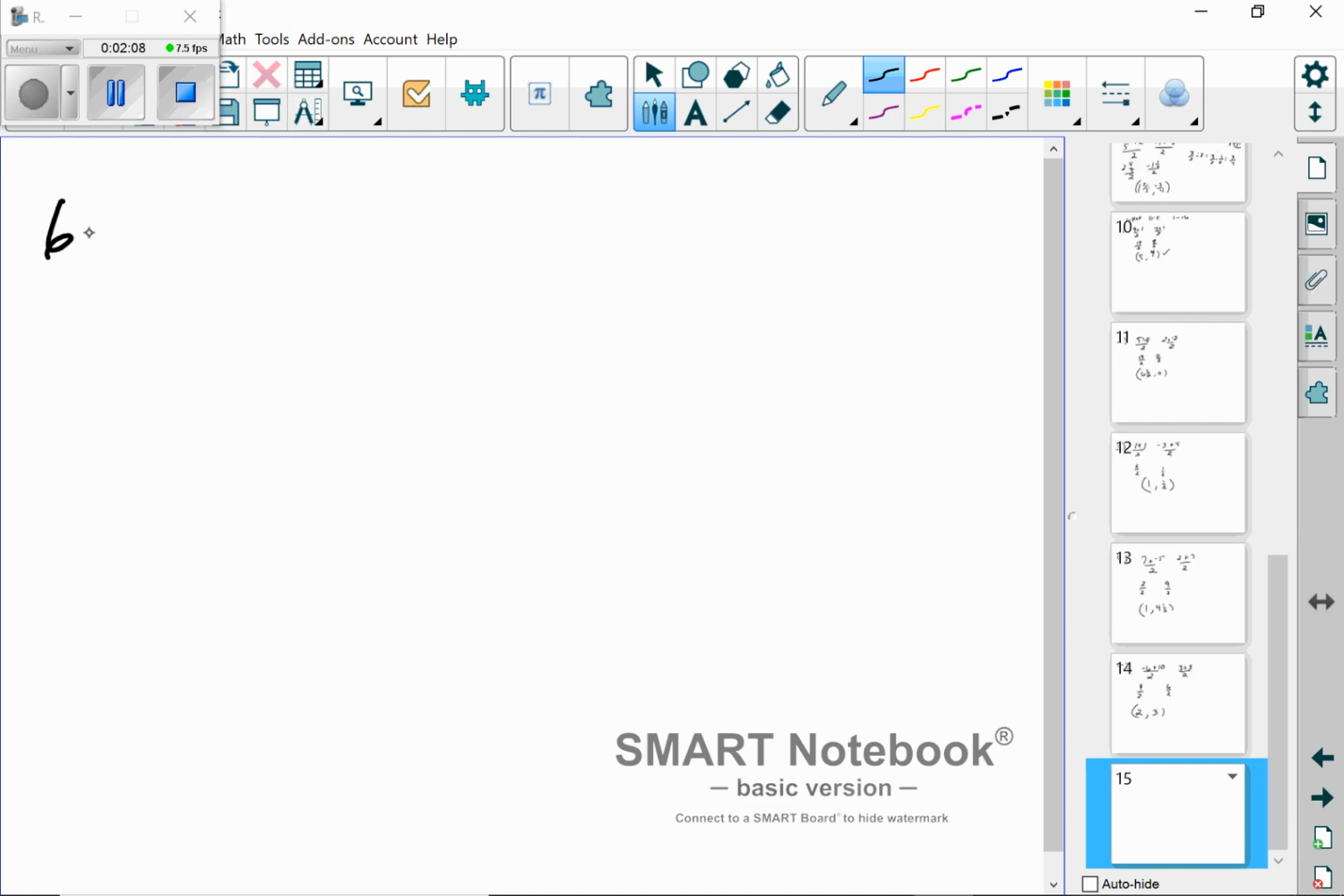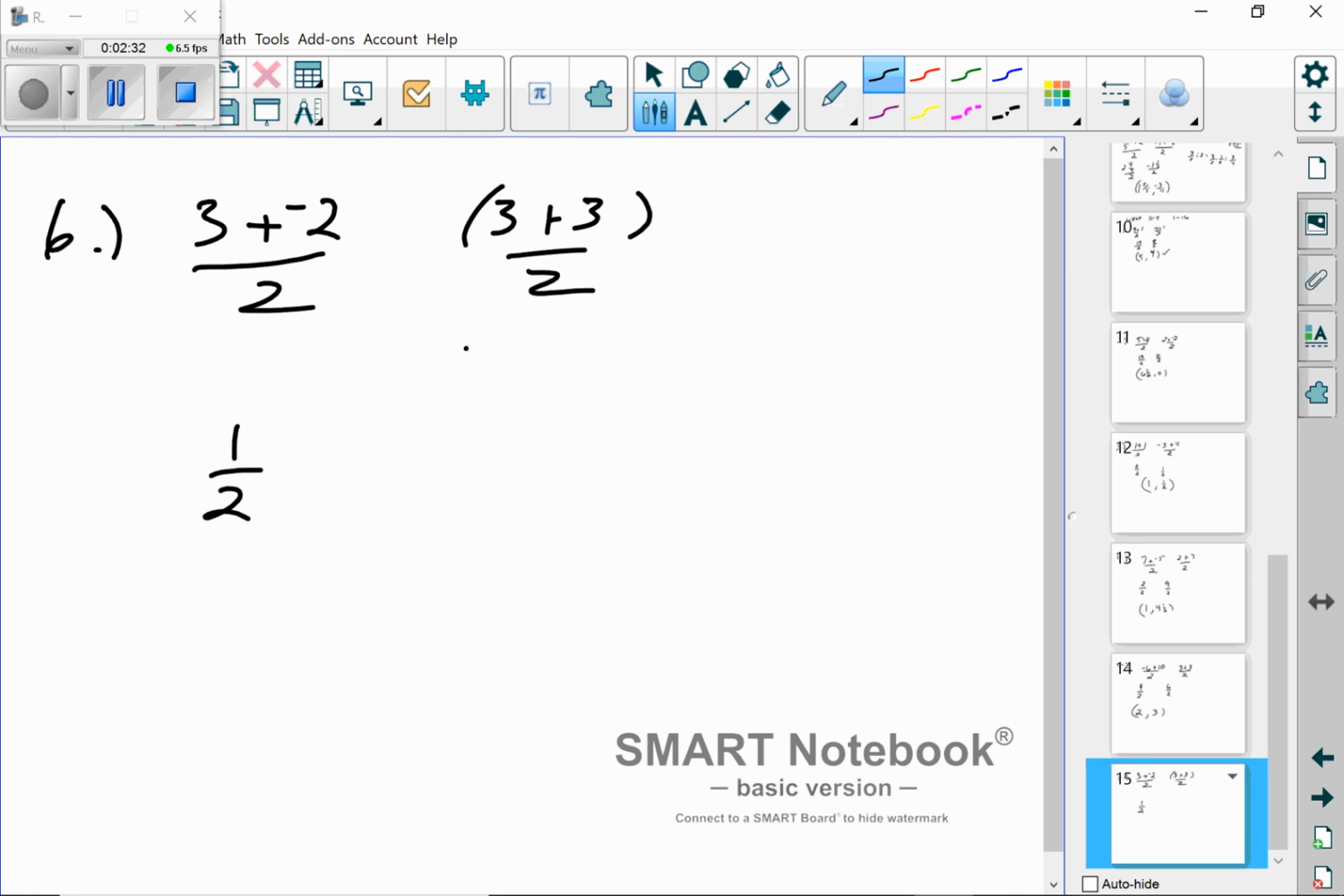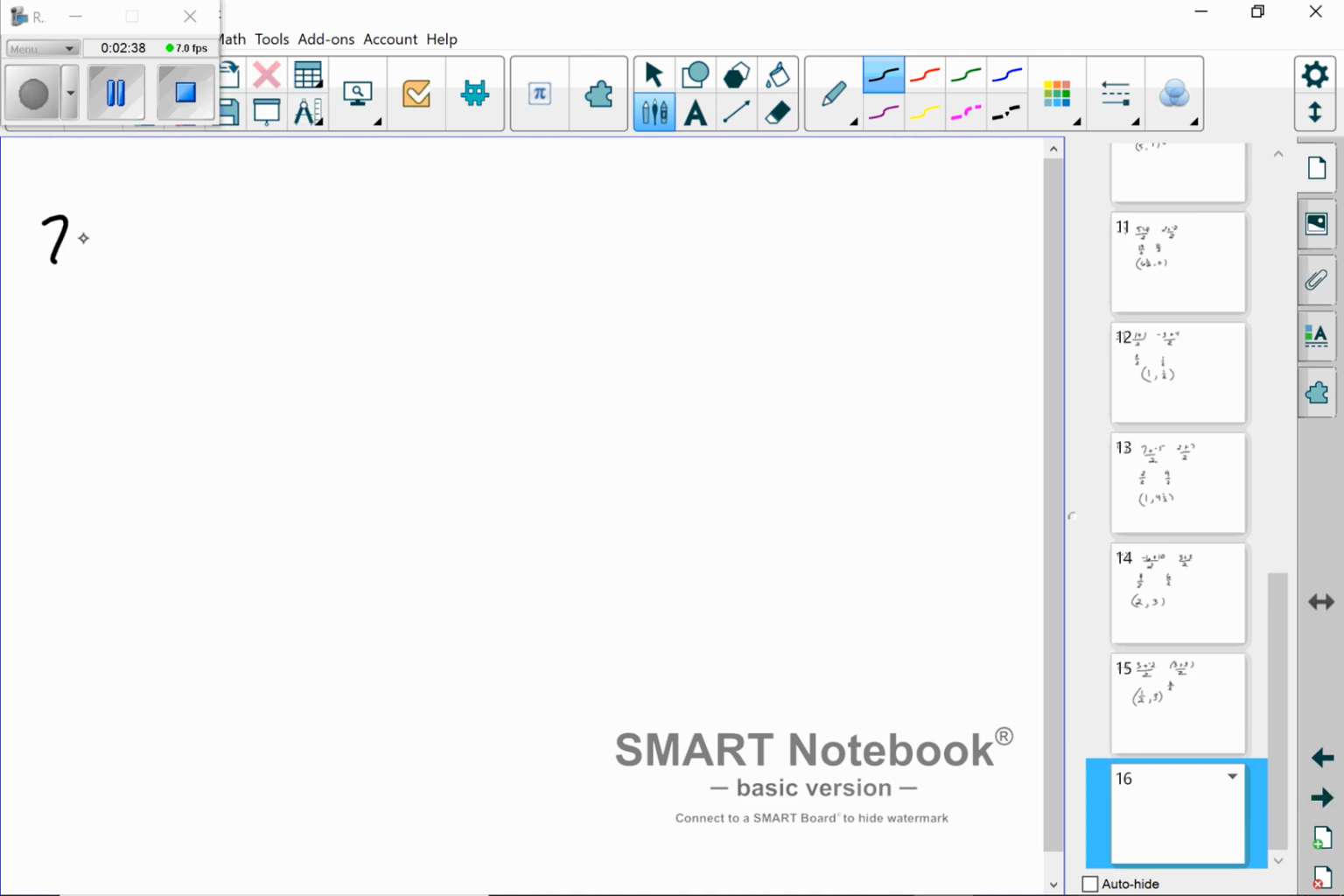Number 6. Hold on. Alright. Number 6, I got (3 plus negative 2) over 2 and (3 plus 3) over 2. Not sure why I wrote those parentheses. This is going to be 1 over 2, which is just 1/2, and 6 over 2, which equals 3. 1/2, 3.